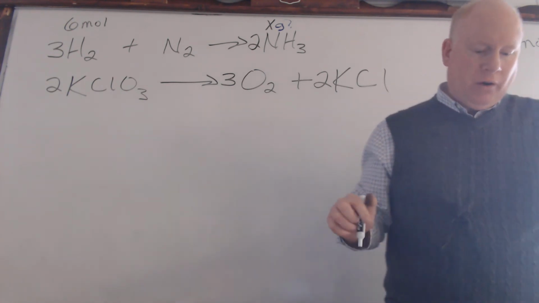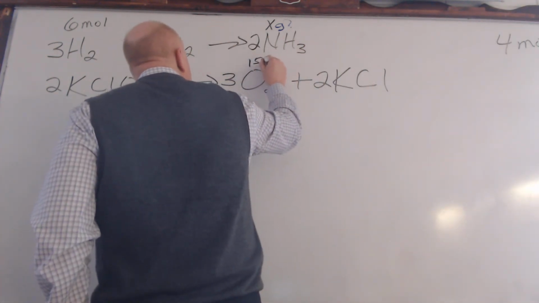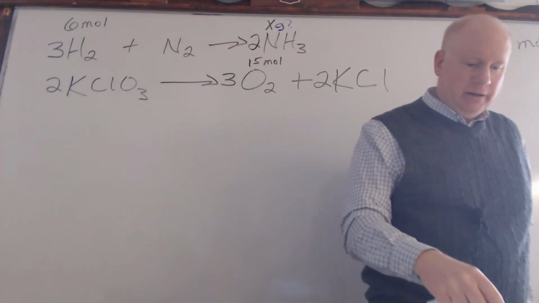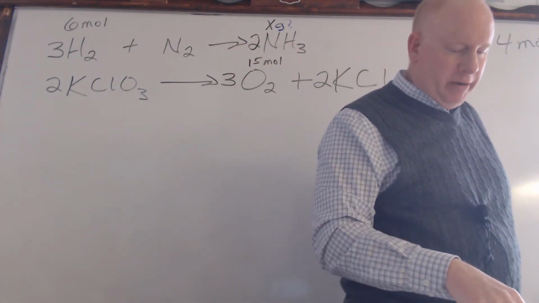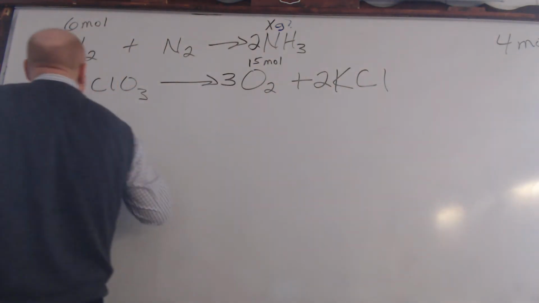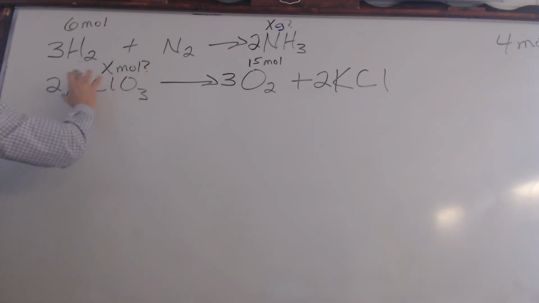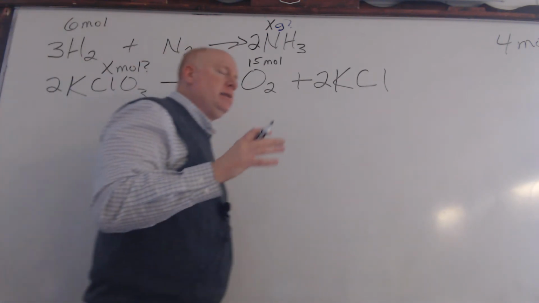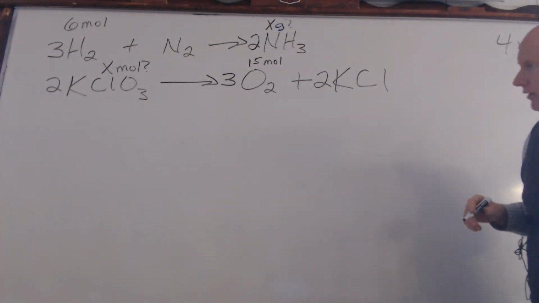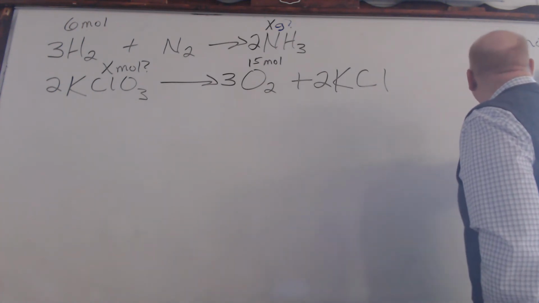Okay? So we know that we need to produce 15 moles of this. So therefore, again, the problem asks how many moles of potassium chlorate are needed? We don't know, so we put an X amount of moles on top of this. So we know where we're starting, and we know where we're going to. And again, I get to cheat. I'm going to put 10 up there.